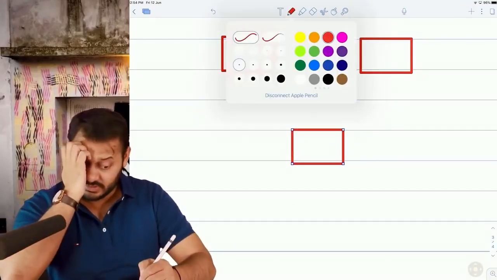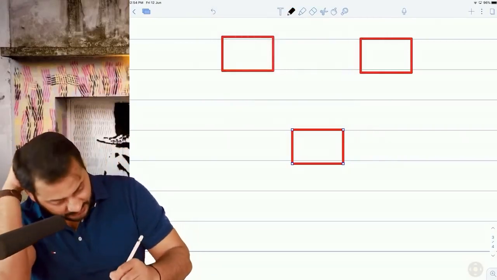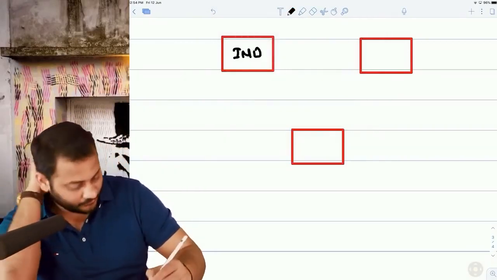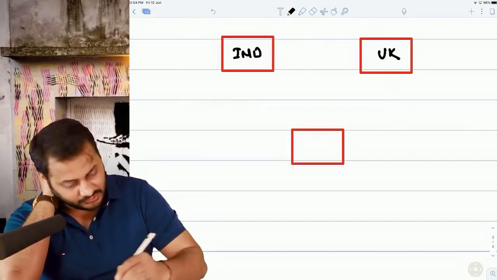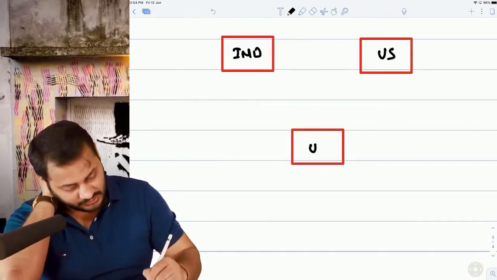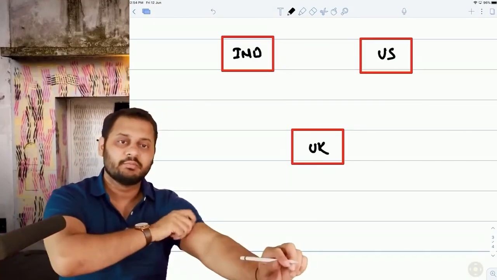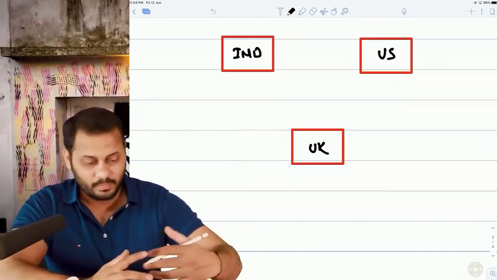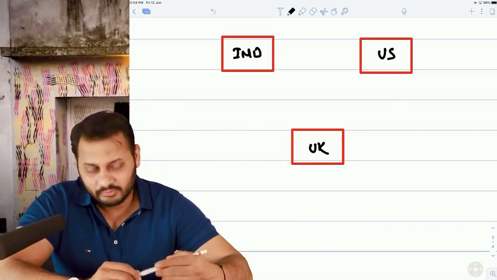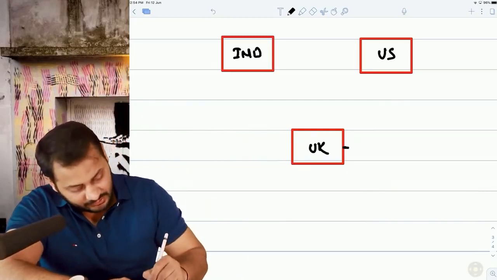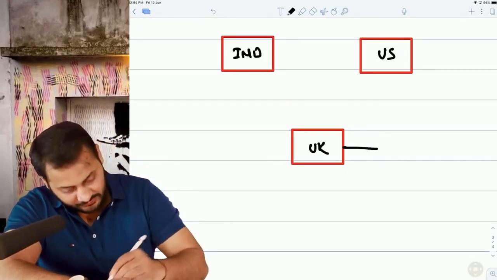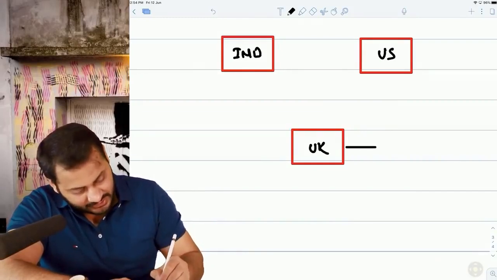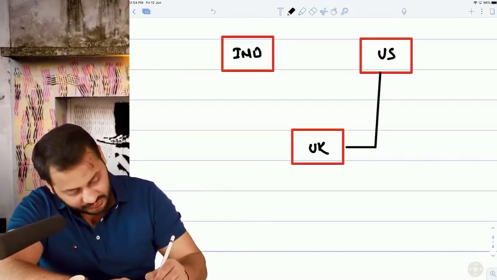Okay, so let's imagine there is a parent company in India, and this is US and this is UK. So we have two subsidiary companies in US and UK. And there are some transactions between all these three companies during the year, in which these parties have some payable and receivable to each other.